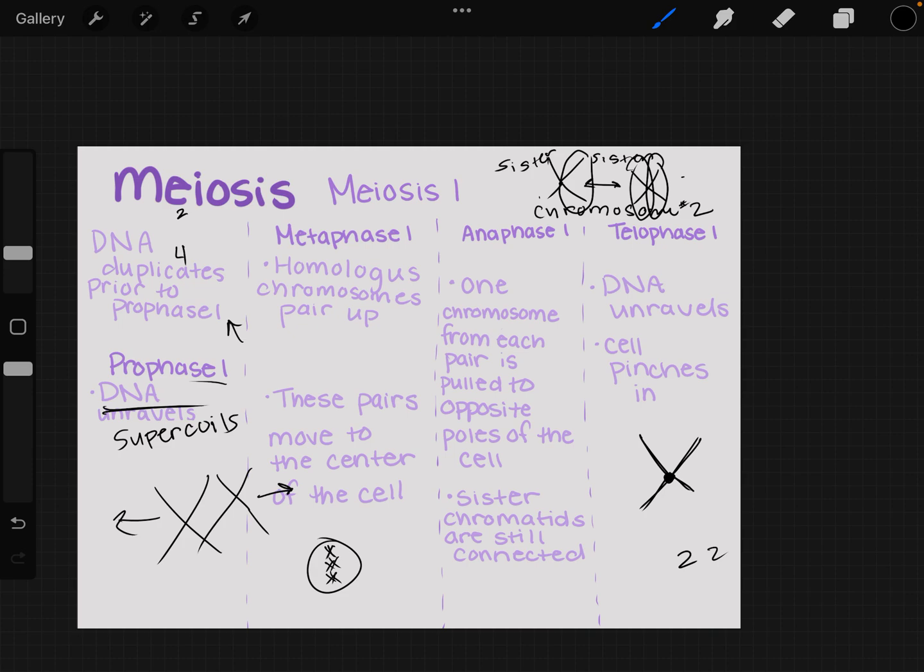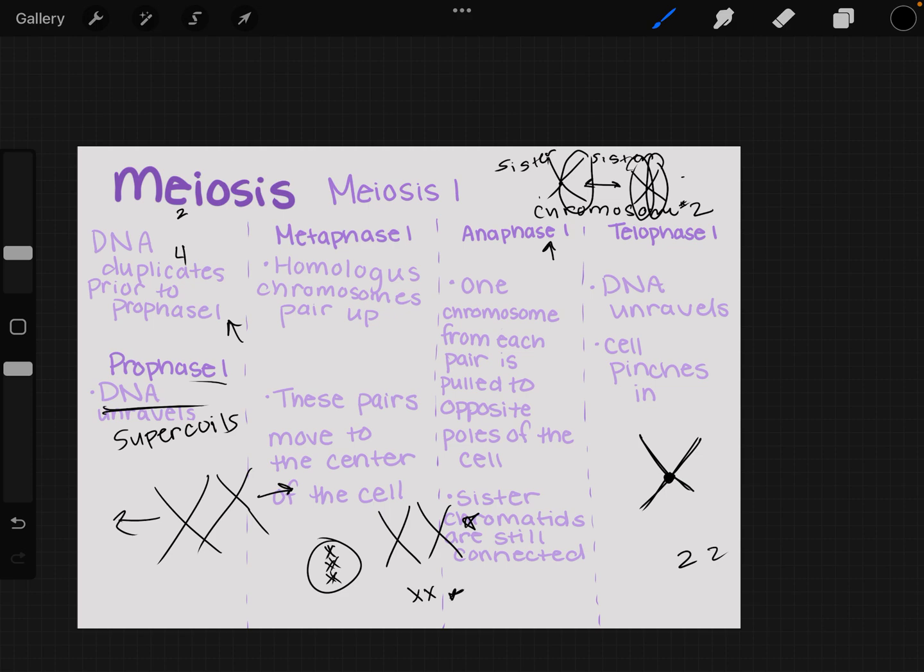Oh, okay. So we can talk about this. It is called independent assortment. At this point in metaphase and anaphase, specifically in anaphase, independent assortment is going to occur. So basically, if you have two big chromosomes and two little chromosomes, these are homologous chromosomes, and so are these.